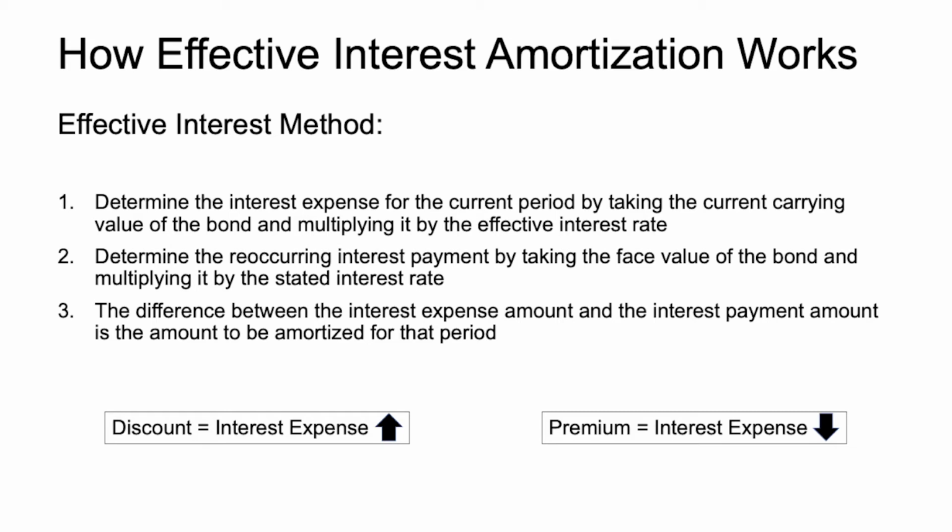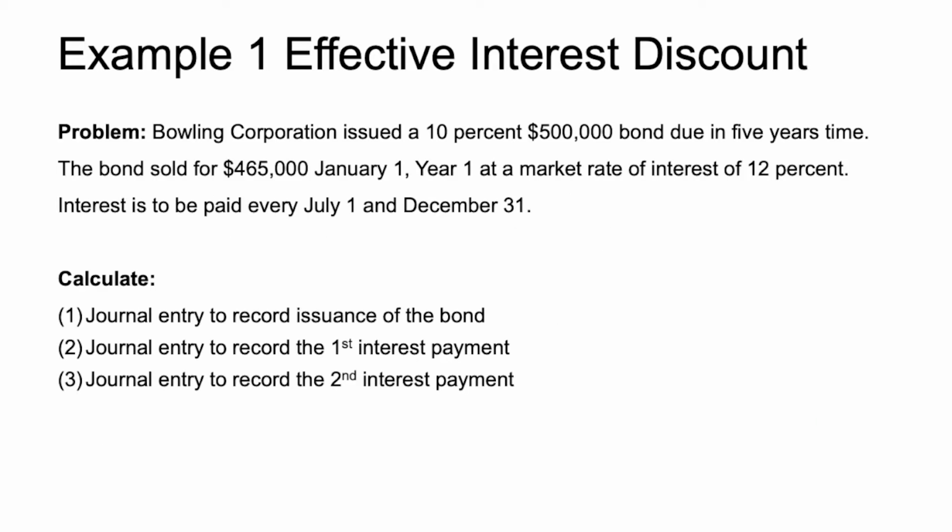So again, taking the interest expense and finding the difference between the interest payment, that's the amount to be amortized. And in the case of a discount, of course, our interest expense will continually be rising. And in the case of a premium, our interest expense will continually be decreasing. So that being said, let's jump into some examples.